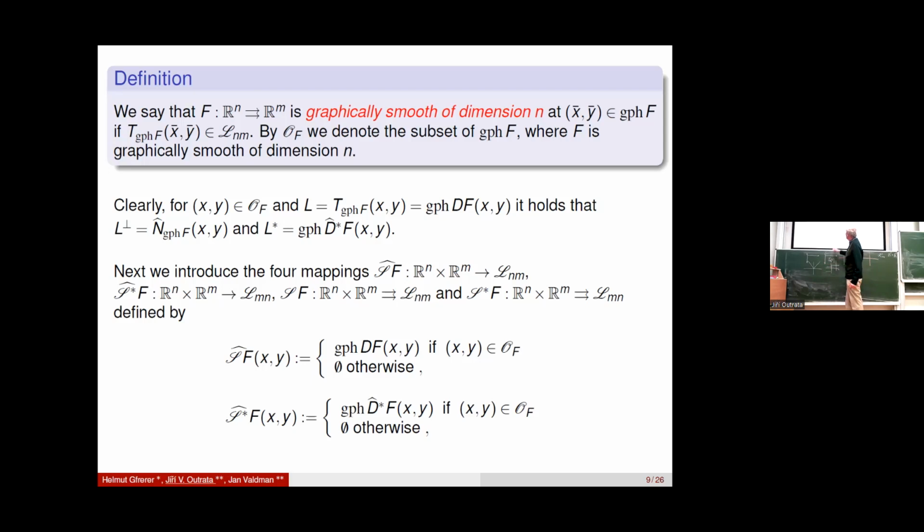I forgot to say that we denote by a script O of F the subset of the graph where this graphical smoothness holds. So in this case, you see that this multifunction is graphically smooth at all points of its graph apart from these two.